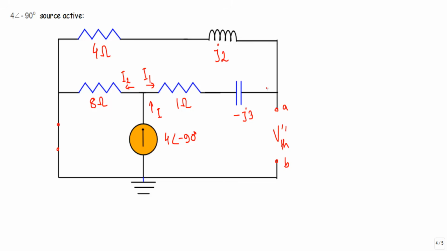Now see, this I1 will flow in this direction. As this portion is an open circuit, this I1 will return through this path, and here this point and this point will be the same point. So I1 and I2 will get combined here, and the total current I will return through this path.